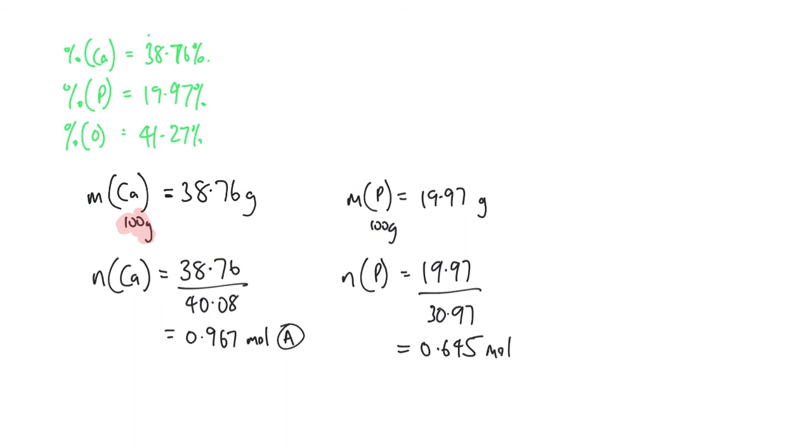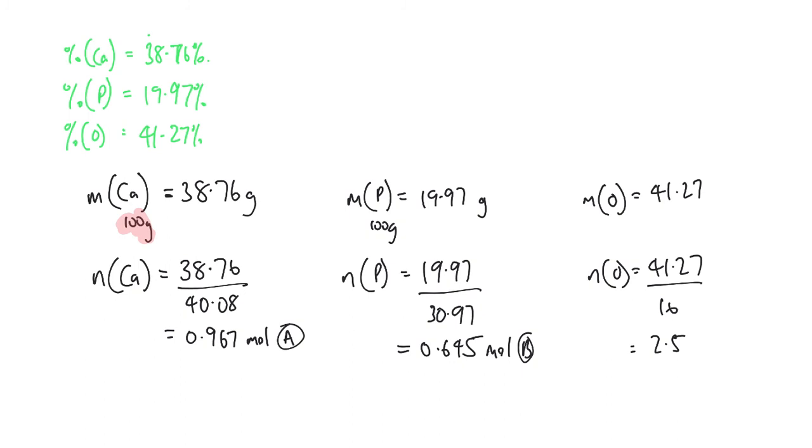0.645 mole, which I'm going to save as B. And then finally, I'm going to do the mass of the oxygen, which is equal to 41.27. Then I can work out the number of moles of oxygen, 41.27 over 16, which is equal to 2.58 mole. 2.579, I'll go to 3 decimal places. And I'll save that as C.